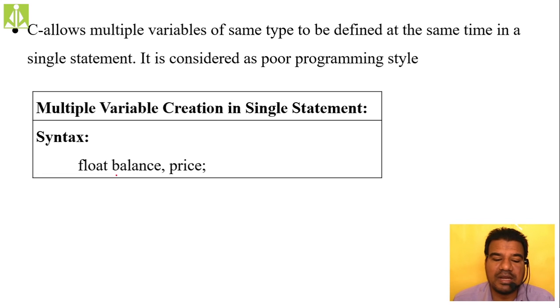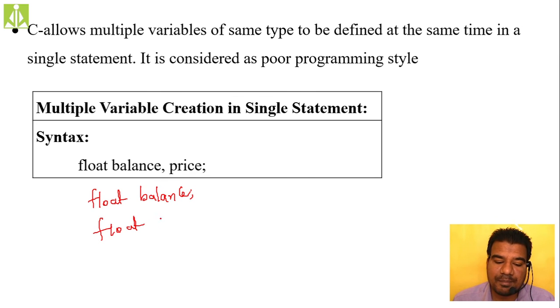You can do multiple declarations at the same time by simply separating with a comma. So float balance, like this you can do, or float price. Two separate statements for declaring two different variables. Balance, I have declared, I have given the name and I have specified the type. I have done the definition. Price, same thing. I have declared the name and given the type also, so definition also I have done.